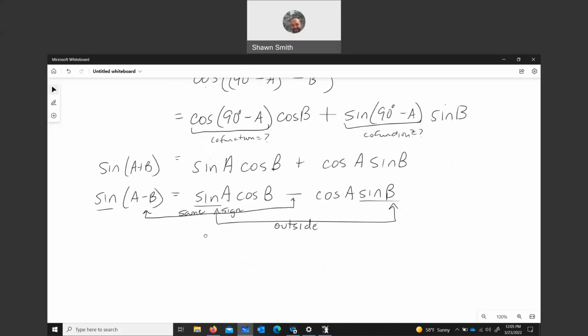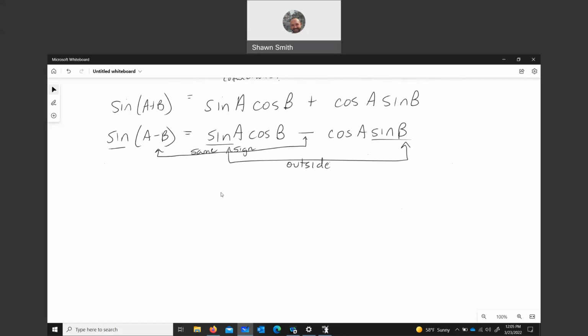All right, so before we do an example, let's go straight into the tangent formula. Because then we're going to do one example of finding the sine and also the tangent of two angles. So the tangent of A plus B. We can go ahead and derive this one too. Because now tangent of something is the same thing as sine of something over cosine of that something, right? Tangent of x is sine x over cosine x.